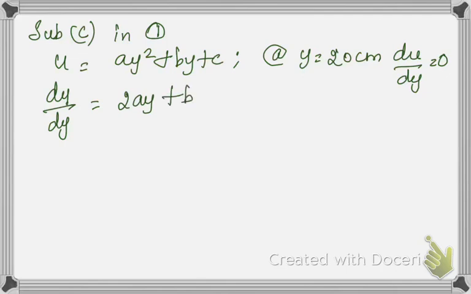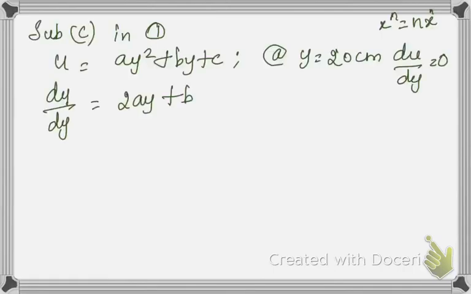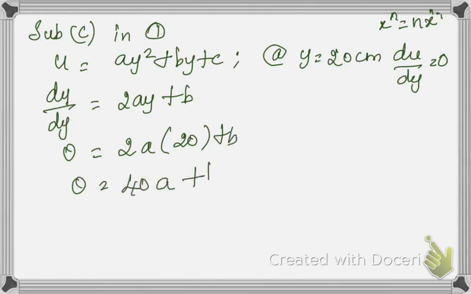We are using the same formula, d(x^n)/dx is equal to nx^(n-1). We are using that and we are getting this. Now substitute the condition. Du by dy is equal to 0. 2 into a into, instead of y I am having 20, plus b. So 0 is equal to 40a plus b. This is my fourth equation.